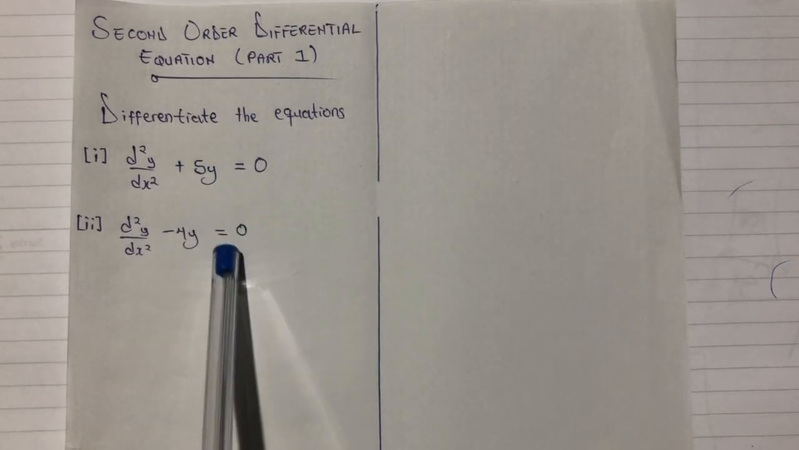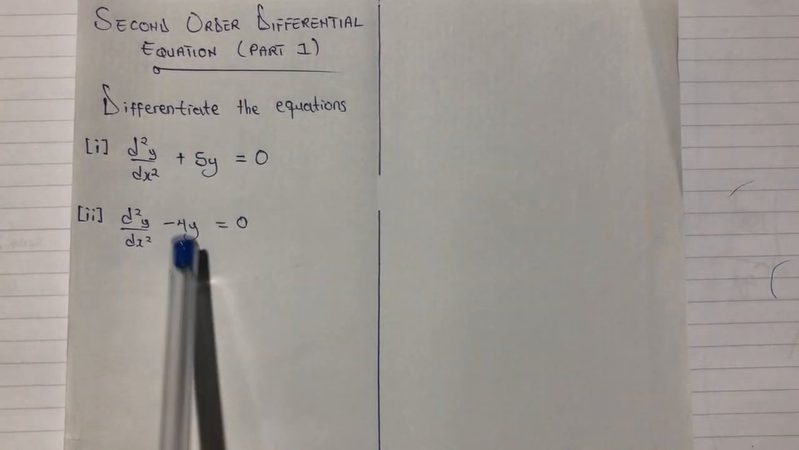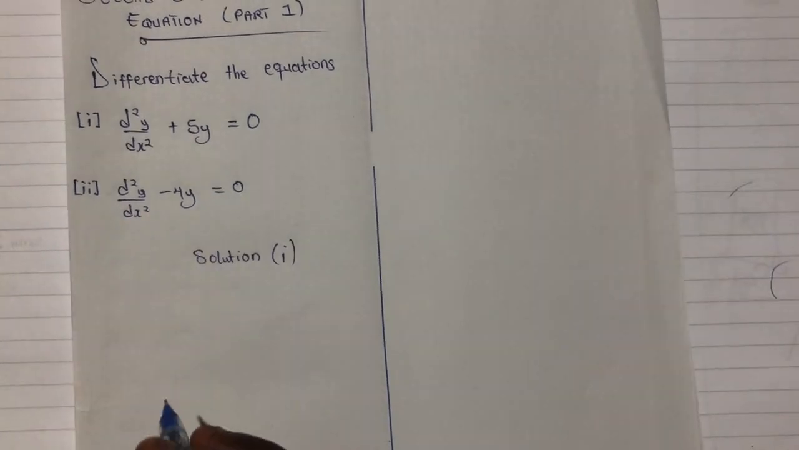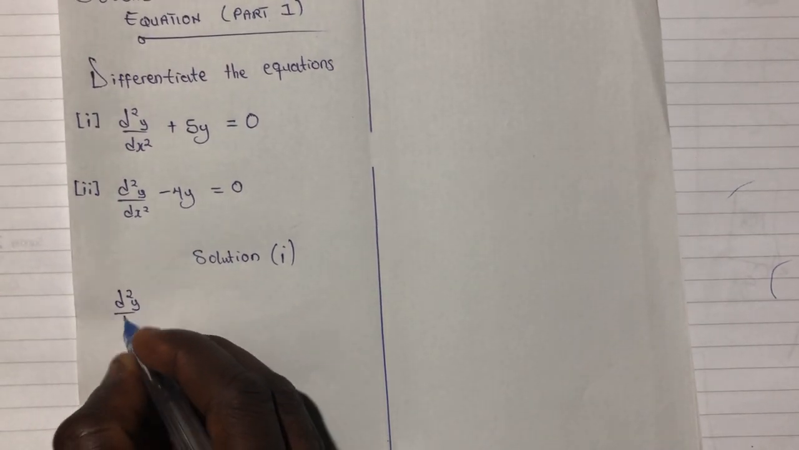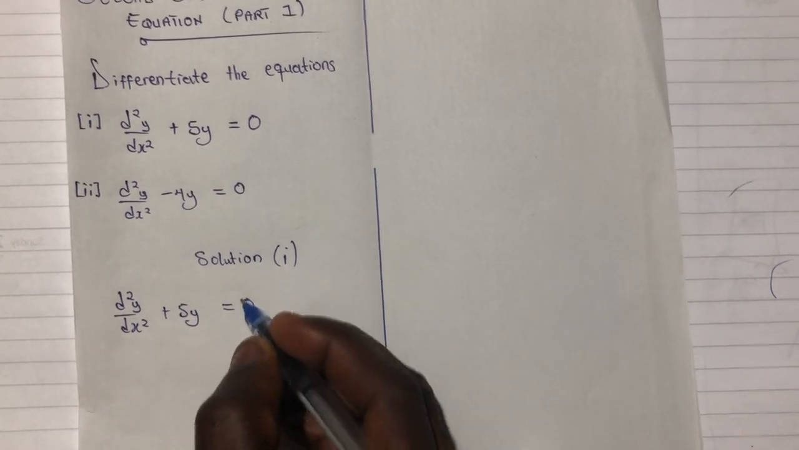And we will find out that one of these examples will generate a complex answer where the real value is 0. And another one will generate a real value where the complex part is 0. So we will find out when we take these examples. Let's consider the first example. We have d squared y over dx squared plus 5y equals 0.